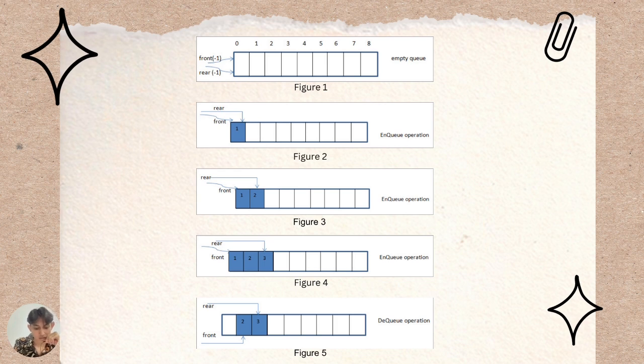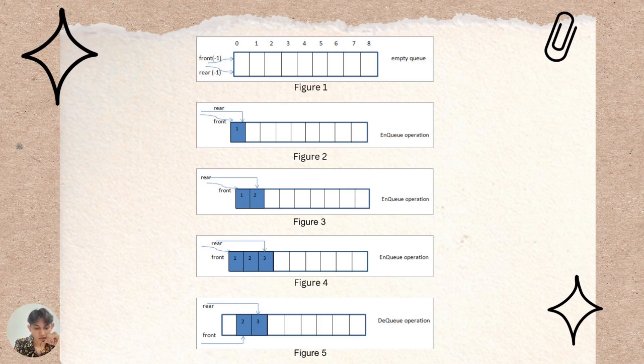Moving on to the illustration, as we can see, figure 1 is an empty queue, and thus we have rear and front set to negative 1. For figure 2, we add 1 to the queue, and as a result, the rear pointer moves ahead by one location. In the next figure, which is figure 3, we add element 2 to the queue by moving the rear pointer ahead by another increment. For example, this is 1, and then we move ahead and put 2 after that.